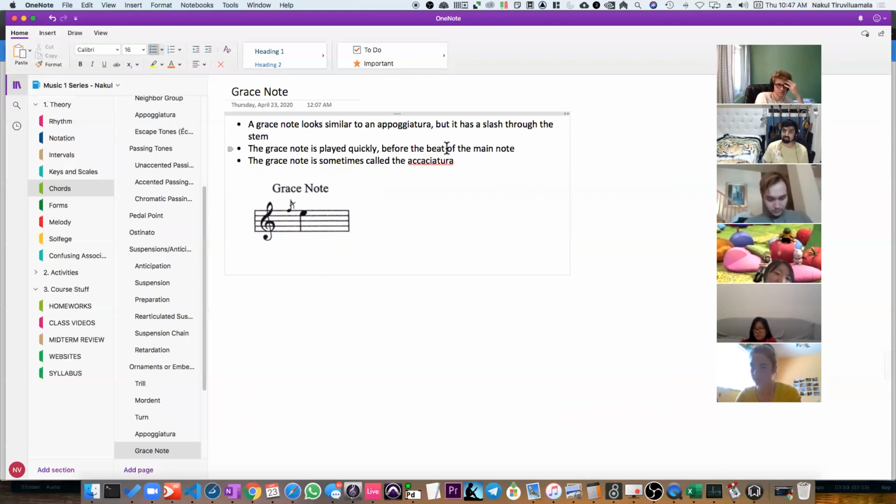This is an appoggiatura. I'm playing this non-chord tone on the beat, really emphasizing it. Whereas in a grace note, I'm playing the non-chord tone right before the beat. Versus the appoggiatura scenario, which is playing it on the beat.